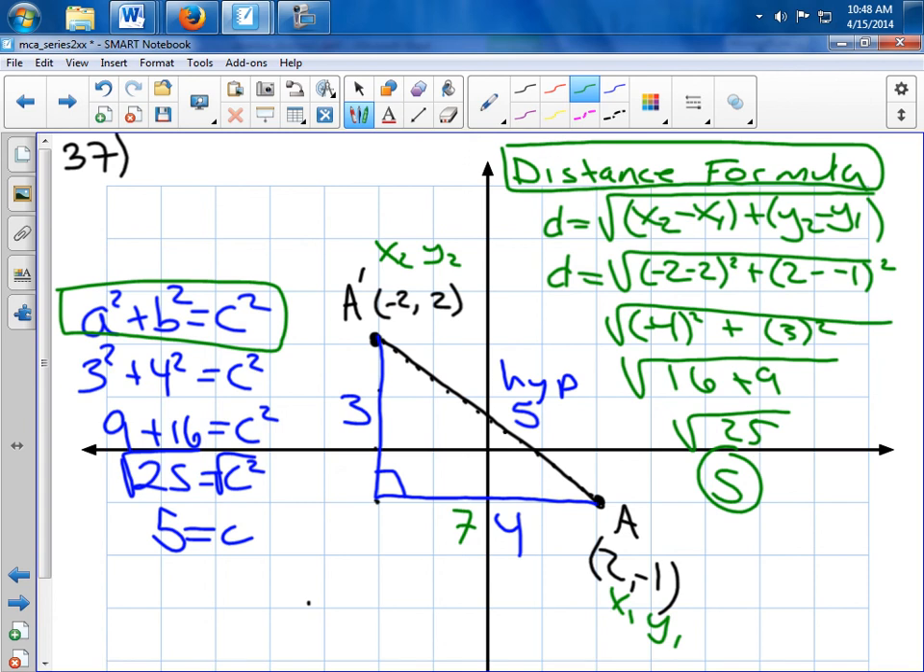Okay? So there are 2 ways to do this. This would be the easier one. This is the official distance formula one.